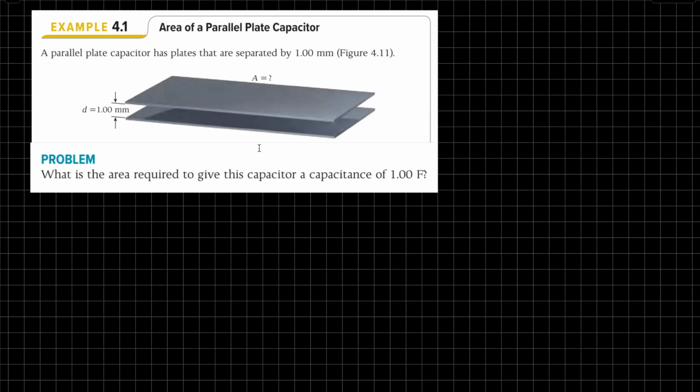Example 4.1, area of a parallel plate capacitor. A parallel plate capacitor has plates that are separated by 1 millimeter. What is the area required to give this capacitor a capacitance of 1 farad?